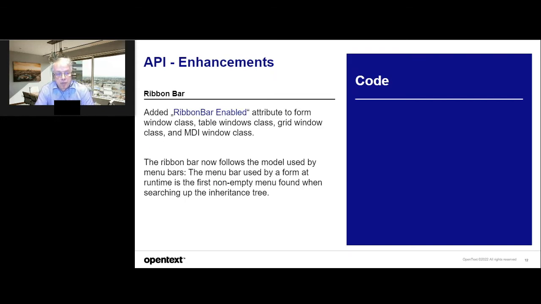Inside the class, if you choose a class like a table window class, a grid window class, MDI window class, so you can use also the added ribbon bar enable attribute. So at this point, we have an additional attribute for these base classes, and also the ribbon bar now follows the model used by menu bars. The new menu bar used by a form at runtime is the first non-empty menu found when searching up the inheritance tree.